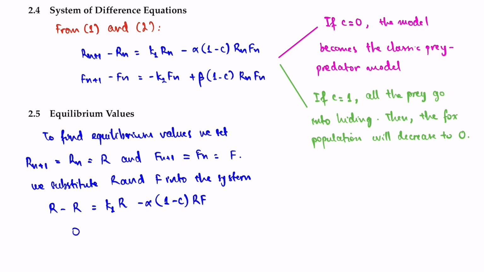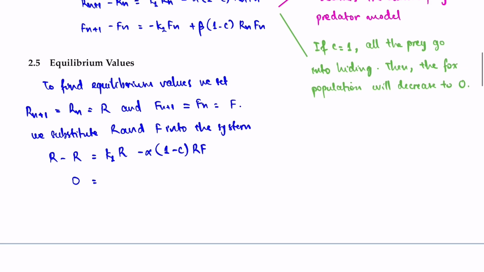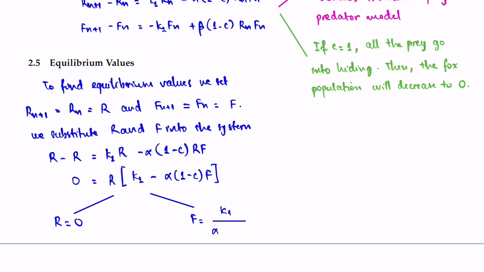So on the left hand side, this is going to be 0. On the right hand side, r is a common factor. Then we have r times k1 minus alpha times 1 minus c times f. And from here, you have that either r equal to 0 or f is equal to k1 over alpha times 1 minus c.